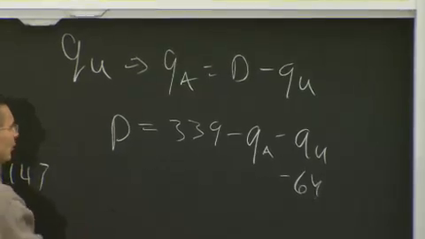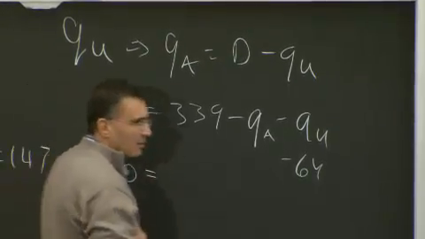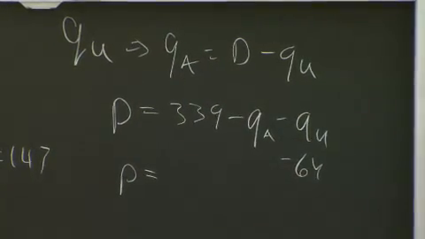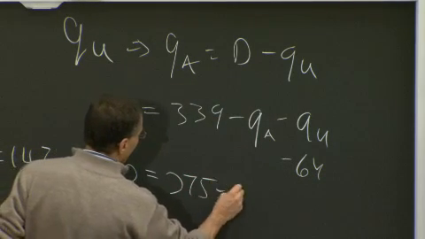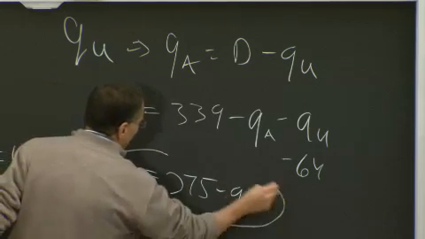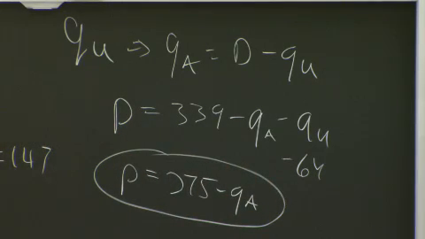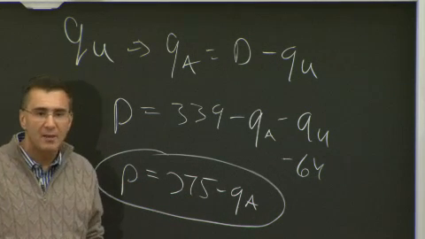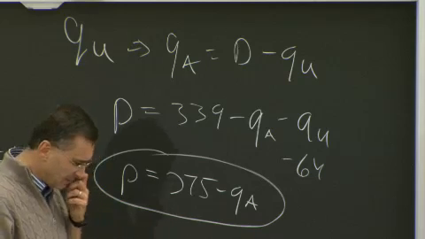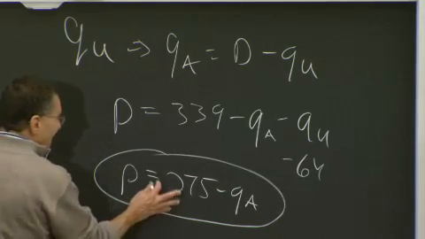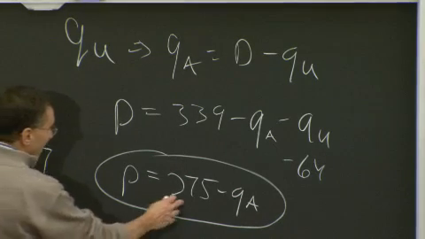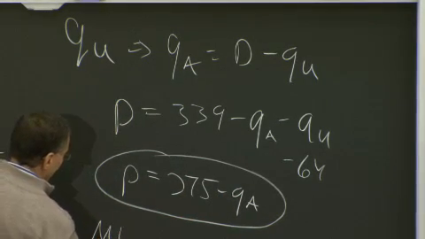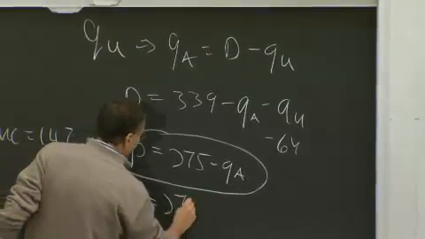So my new residual demand is P equals 275 minus Q sub A. That's my new residual demand, because I thought United's going to sell 64,000. So instead of my demand being 339 minus Q, now it's 275 minus Q sub A. That's what's left. If I use this as my new demand function and resolve, my marginal revenue is then 275 minus 2QA.